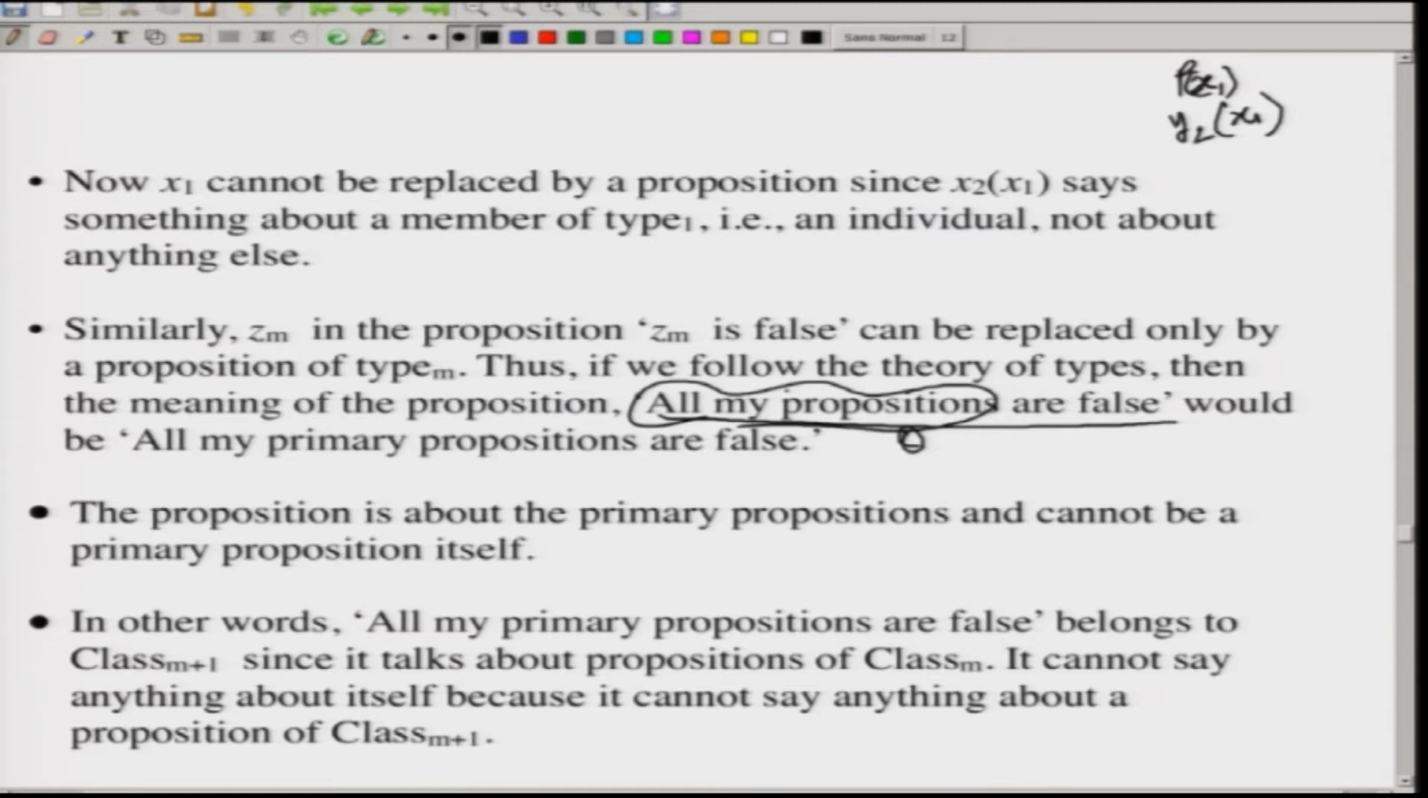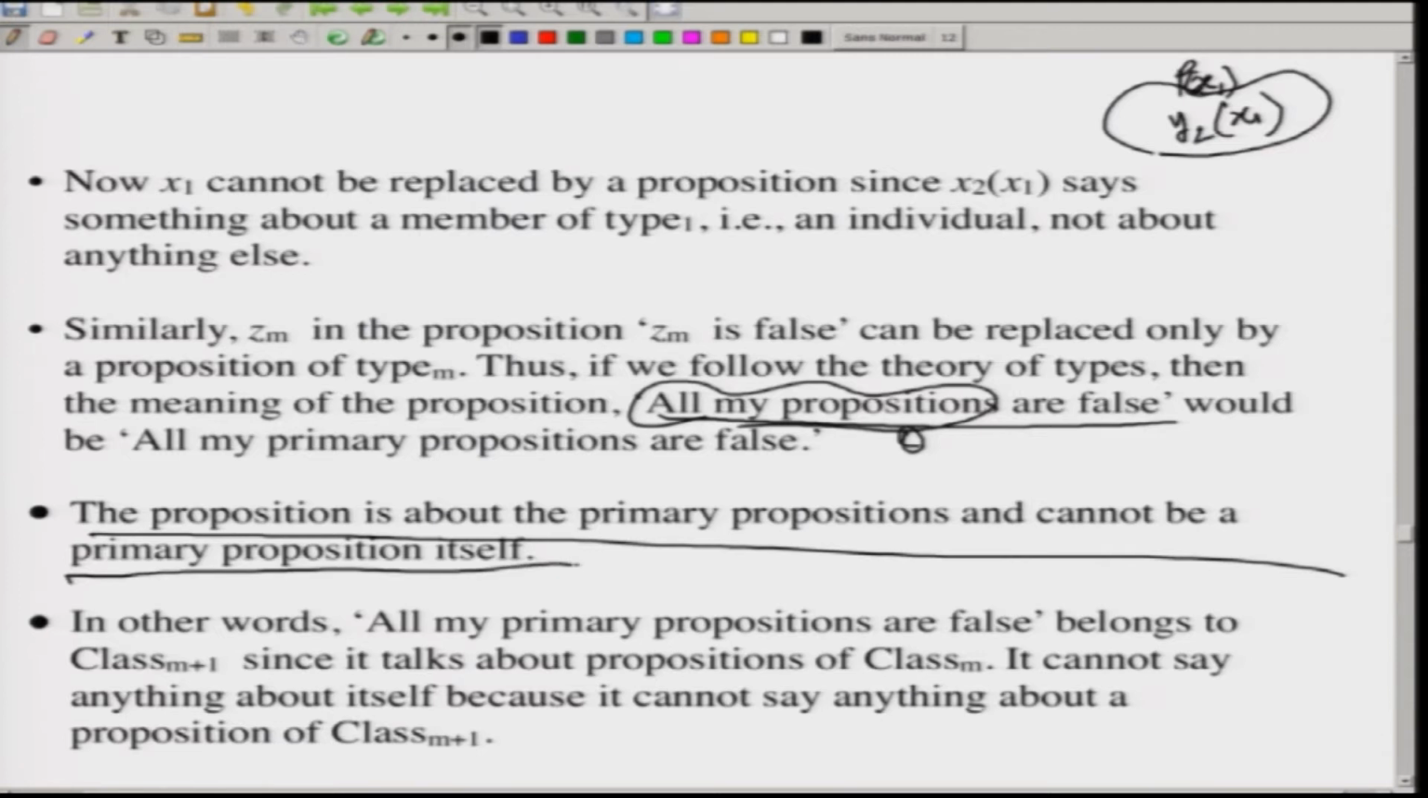And what is a primary proposition? A primary proposition is something like this, like Russell is a philosopher. The proposition that I am reading is about the primary propositions and cannot be a primary proposition itself. In other words, 'all my primary propositions are false' belongs to the class M plus 1, since it talks about propositions of class M. It cannot say anything about itself, because it cannot say anything about a proposition of class M plus 1.